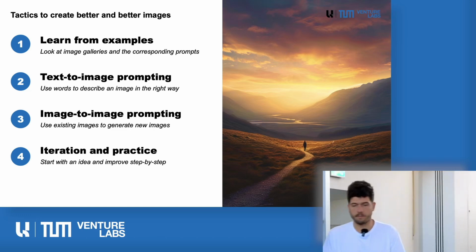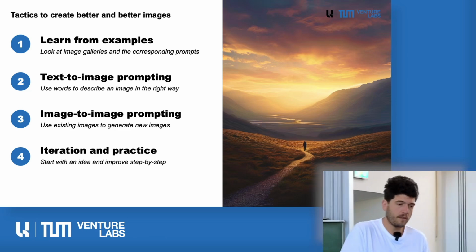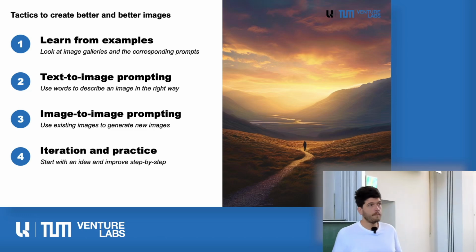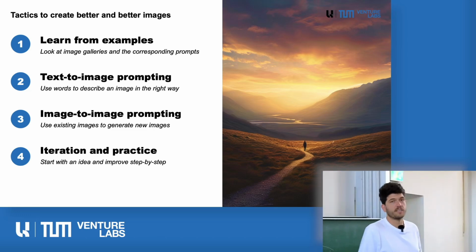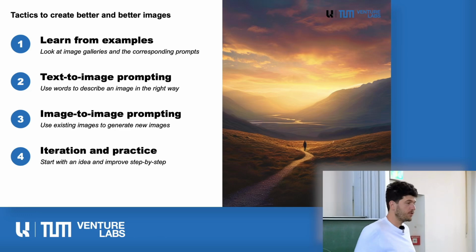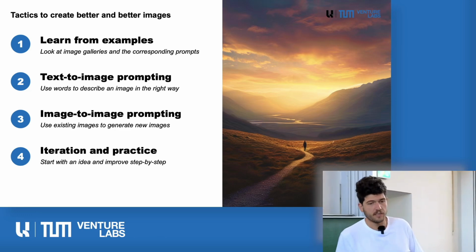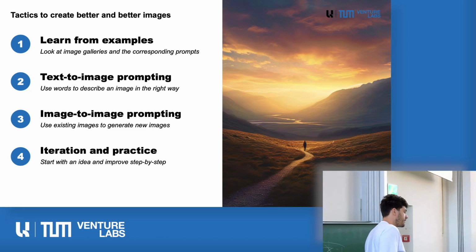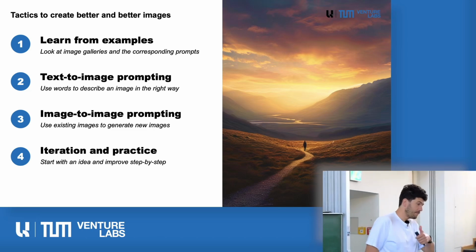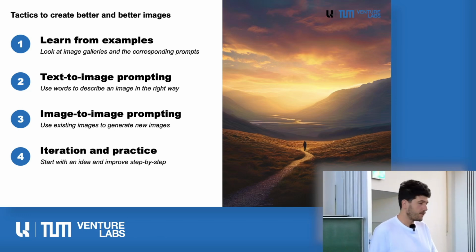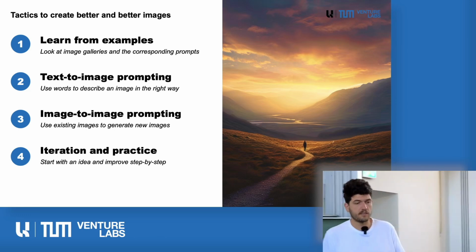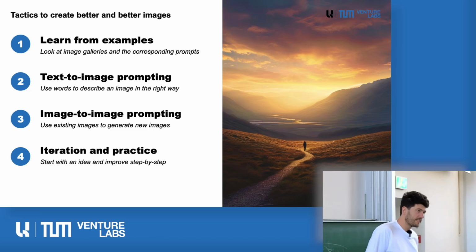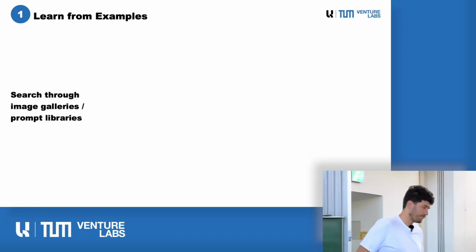Then we get to text-to-image prompting. It's probably the most common thing that we give it a text and want to have an image. We can do the same with image-to-image, which I maybe want to do when we create some visuals for the Venture Labs or something that you're working with, and you want to put some more people in your office, or you want to make your office full of products that are being used, then you can do that. And then we iterate and practice until we have what we want to have.